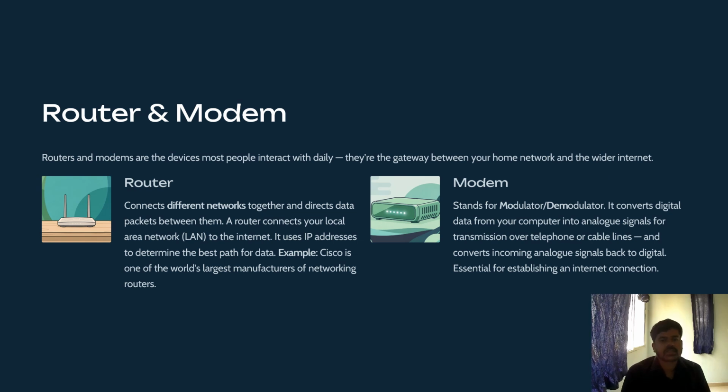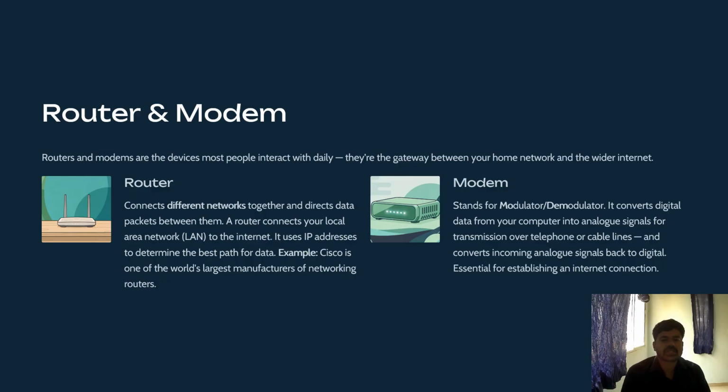Connects LAN to the internet. Many routers are manufactured by companies like Cisco. The router decides the best path for data transmission, or we can say the router decides the route which is the most optimal for delivering the data in the network.